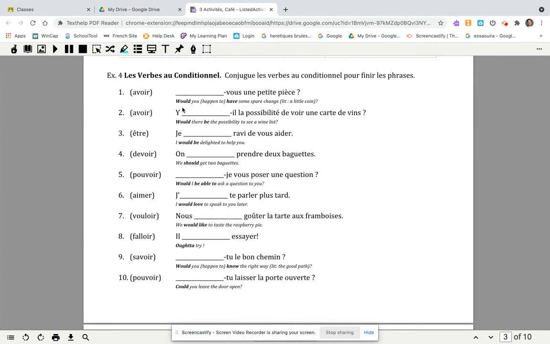So, exercice 4, les verbes au conditionnel. It says conjugate les verbes au conditionnel pour finir les phrases. Conjugate the verbs in the conditional to finish the phrases. This is basically what you have in your notes. You've got avoir here. And the English, would you happen to have some spare change?